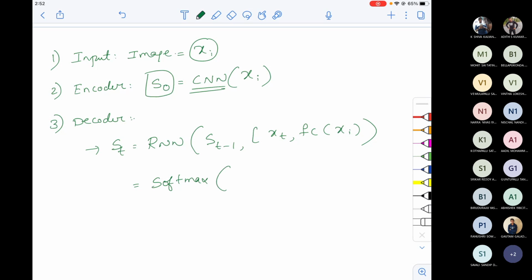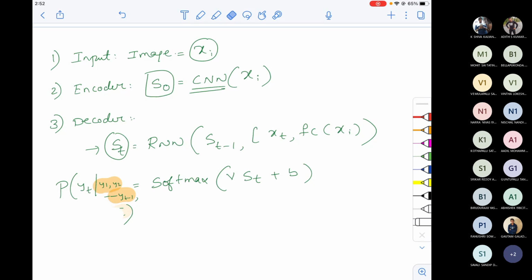Of S_t, whatever the final state is, I need to get the softmax, multiply with the weight matrix V and add the bias. So this is basically the probability of a particular word y_t given all previous words y1, y2, y3 till y_t minus 1, along with the image. That means I get the previous outputs and also the abstract representation of the image.